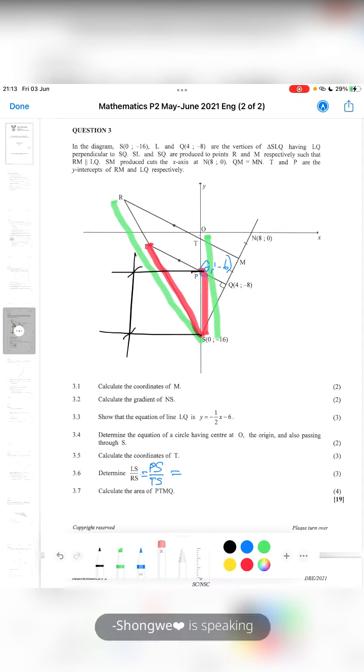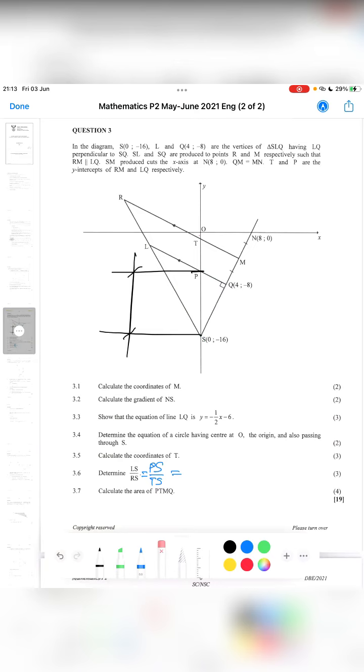Yes, sir. I can see on the previous question we were calculating the coordinates of T. So we already have the coordinates of S. We can still use the distance formula to find the length.